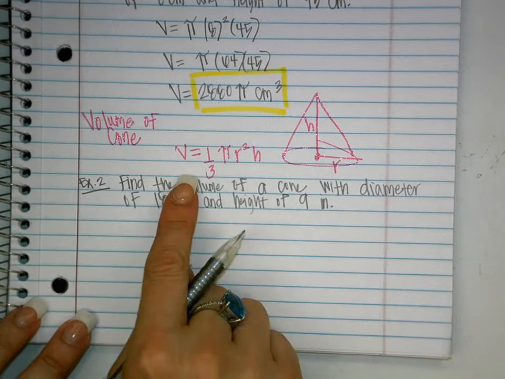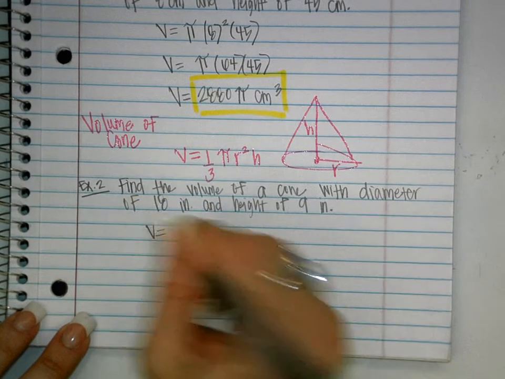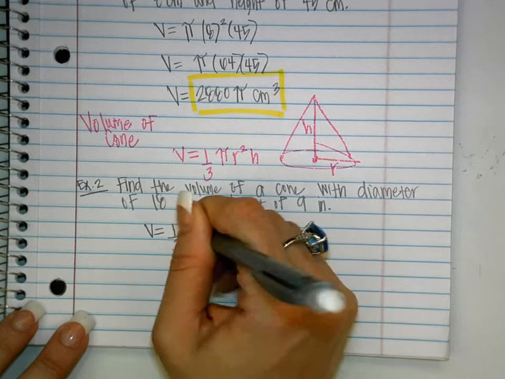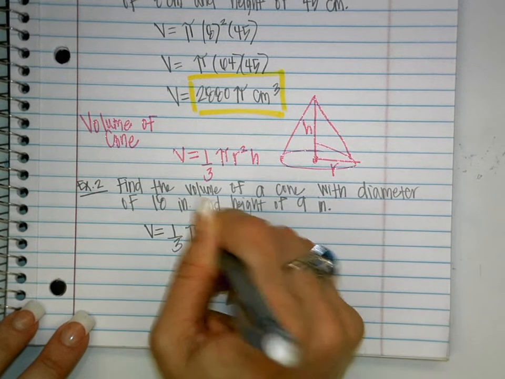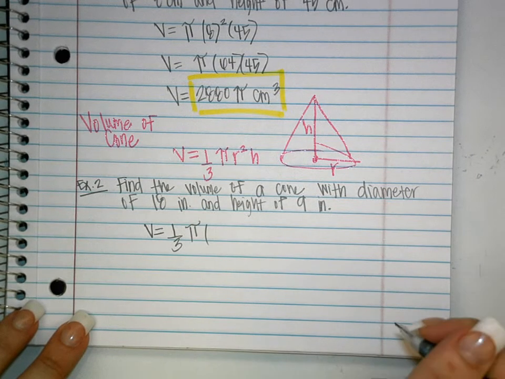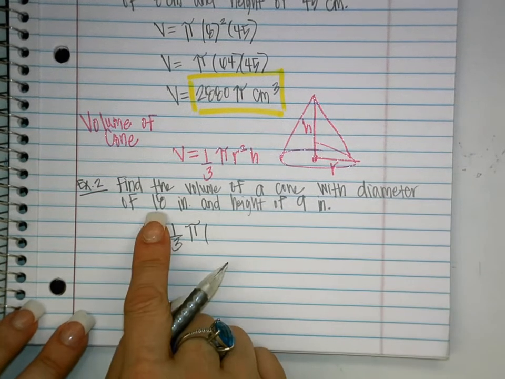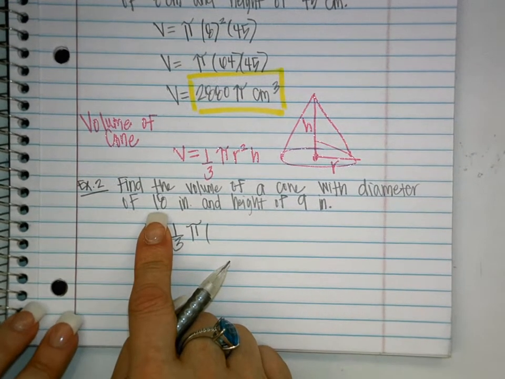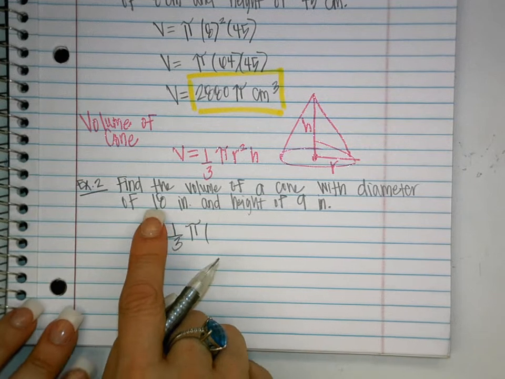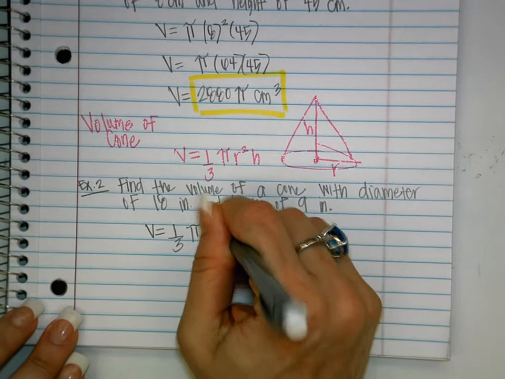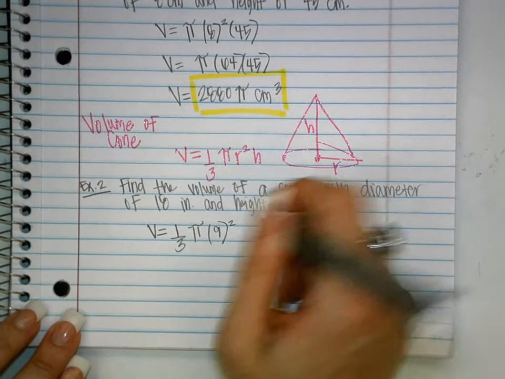So we're going to plug into this formula. Volume equals 1/3. We know we want the pi. What is the radius in this example? 9. Where'd you get that? Half of 18, half of the diameter. Remember, radius is equal to 1/2 of the diameter. So if you take that, cut it in half, it's going to be 9, and this is squared, times your height, which is also 9.